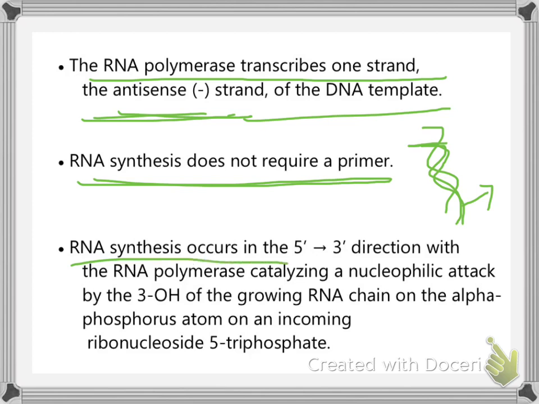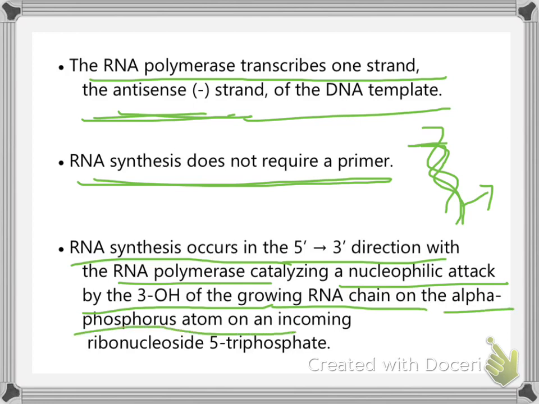And the RNA synthesis occurs in the 5' to 3' direction, with RNA polymerase catalyzing a nucleophilic attack by the 3' OH of the growing RNA chain on the alpha phosphorus atom of an incoming ribonucleoside 5' triphosphate.